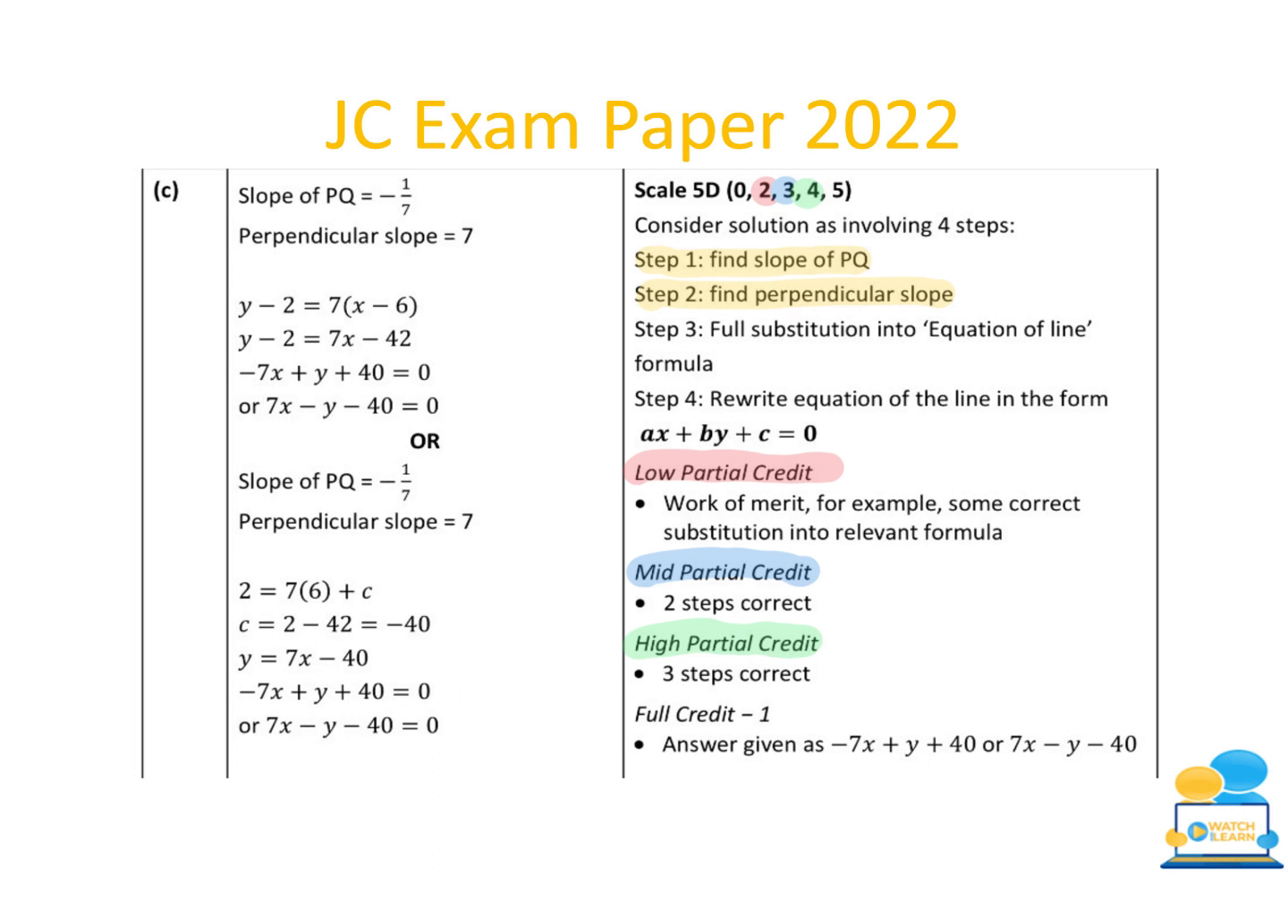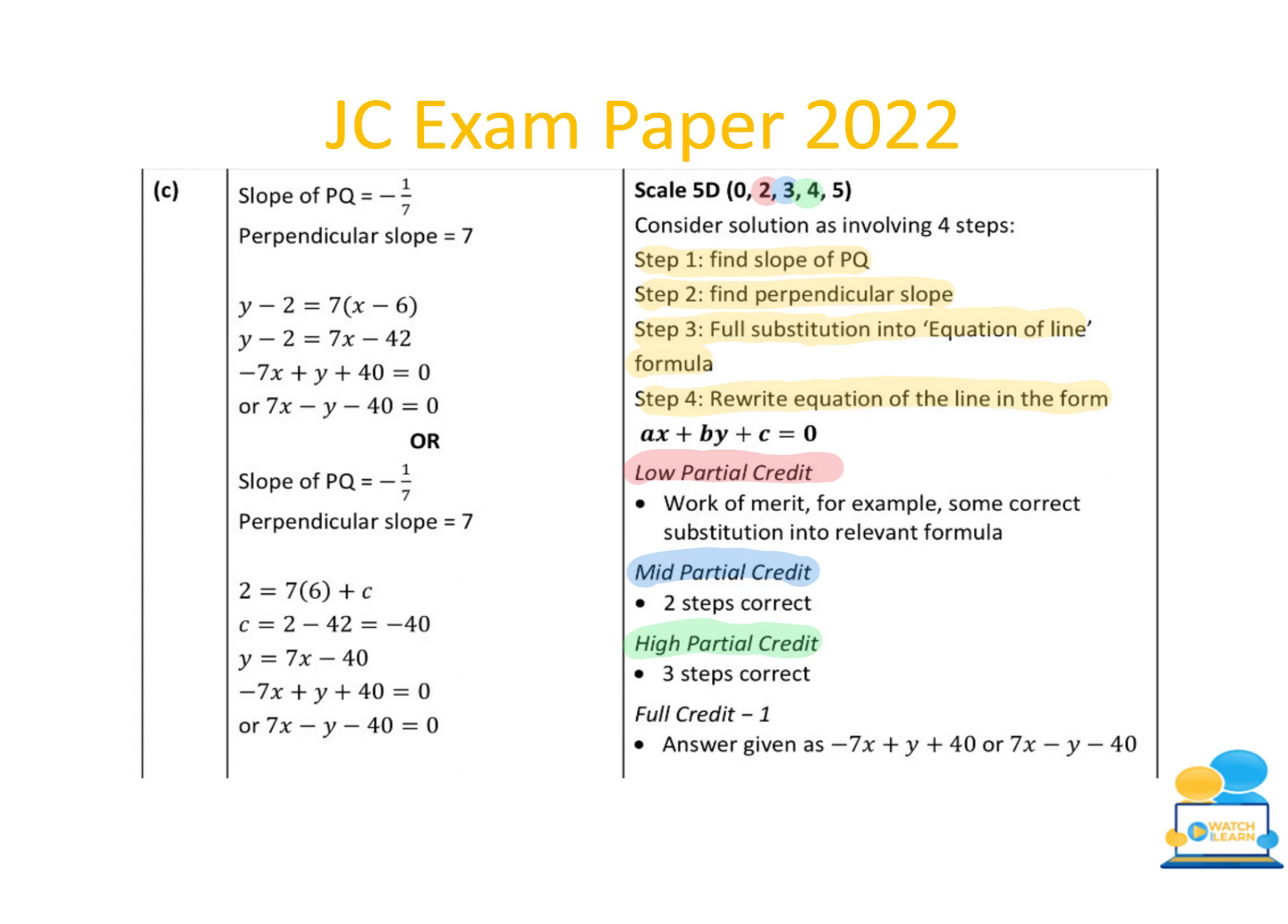And then to move up to the high partial credit, they wanted you to have the equation of the line formula and that you started substituting into it then. And then step 4, that you were to rewrite it in the correct form, ax plus by plus c equals 0. So again, the low partial, doing anything kind of good to try and get yourself started. Mid partial, you had 2 of those steps correct, and high partial, you had 3 of those steps correct.